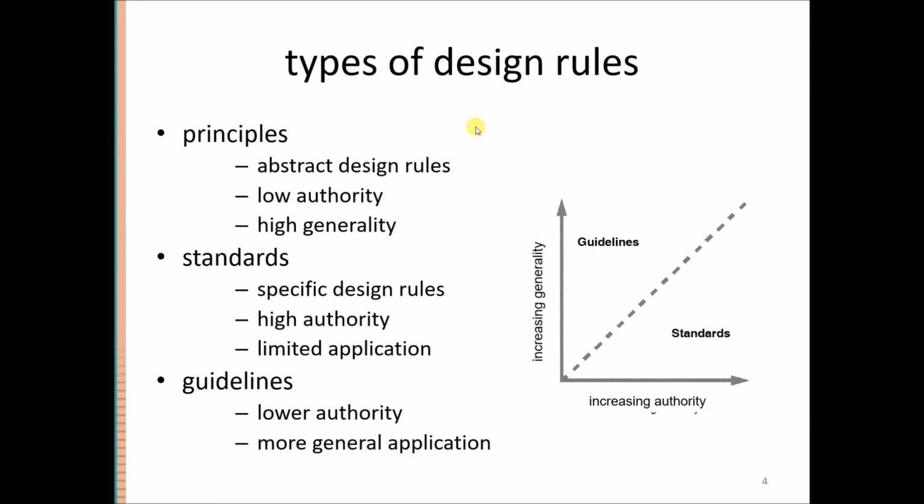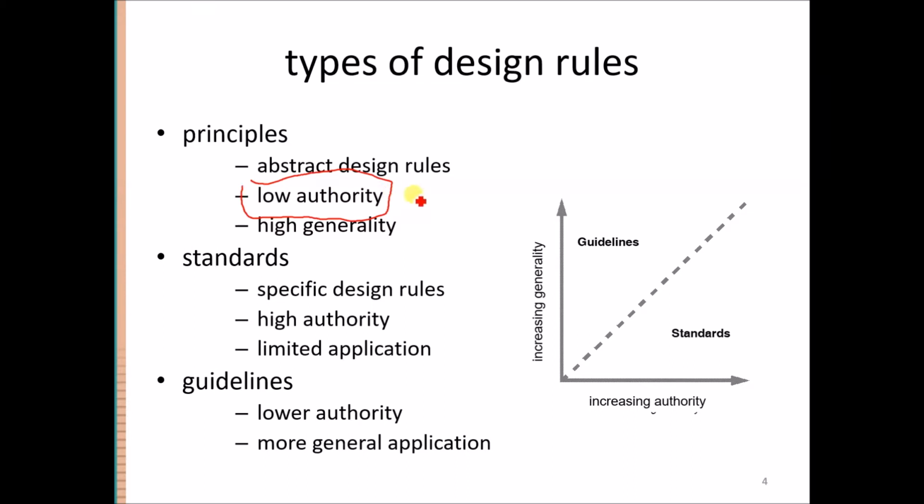We will see how we can draw them as a graph. So again let's discuss some terminology. Principles are abstract design rules. So they are some kind of rule, but they are not described in much detail. They are a little bit abstract. So these are the principles. The principles have low authority and high generality. We already discussed what authority and generality are. So we are saying that principles have low authority because we are using some rules which are not strictly implemented.